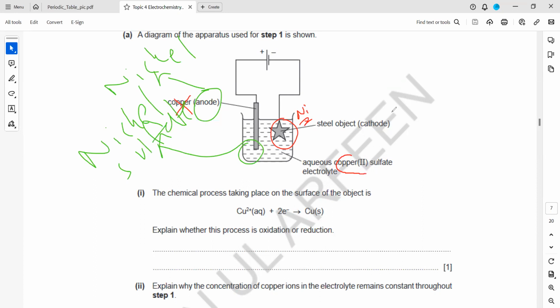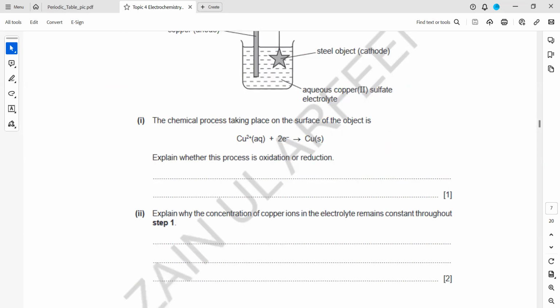Because the electrolyte should be an aqueous salt, and not all salts are soluble. As you know, all nitrates are soluble. It will not affect the result. So when we want a nickel plating, this electrolyte should be a nickel salt. No need to change the steel object. But this electrolyte should be nickel nitrate. Why nickel nitrate? Because all nitrates are soluble. So we prefer to use a soluble salt for electrolysis.